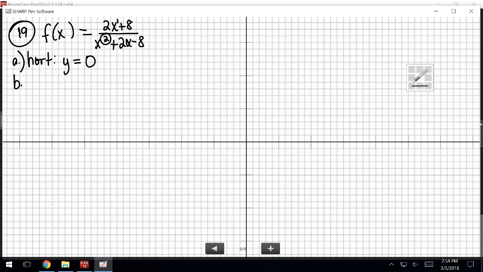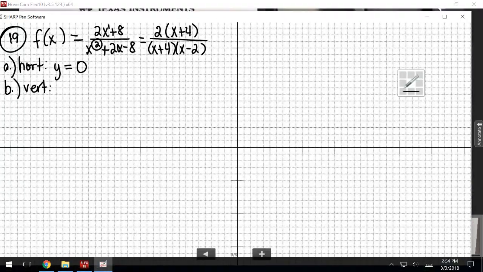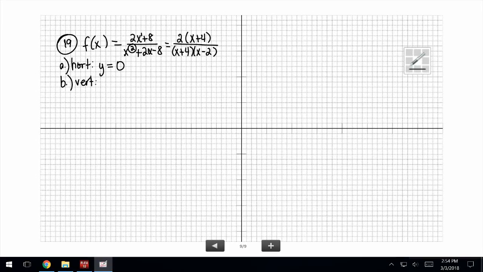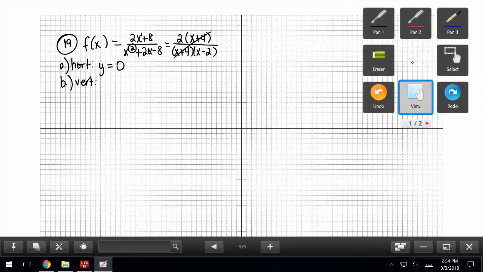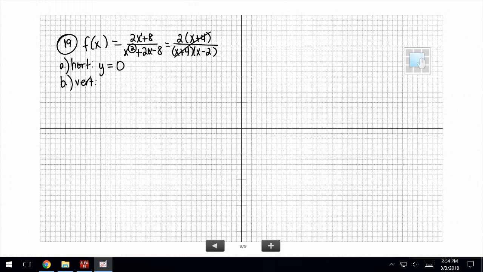For part B, for a vertical asymptote, we're going to have to factor. So the numerator has a GCF of 2, which leaves me with x plus 4. The denominator factors as x plus 4 and x minus 2. So we have a hole. Sorry, guys. We have a hole right there at x plus 4. Hold on. Let me zoom this back in.